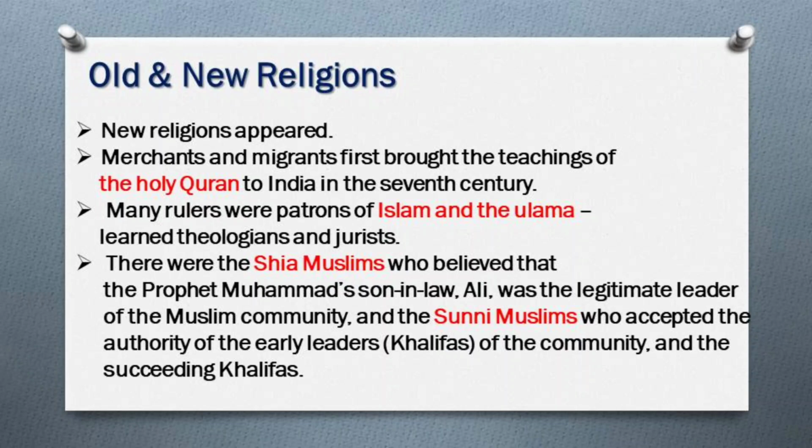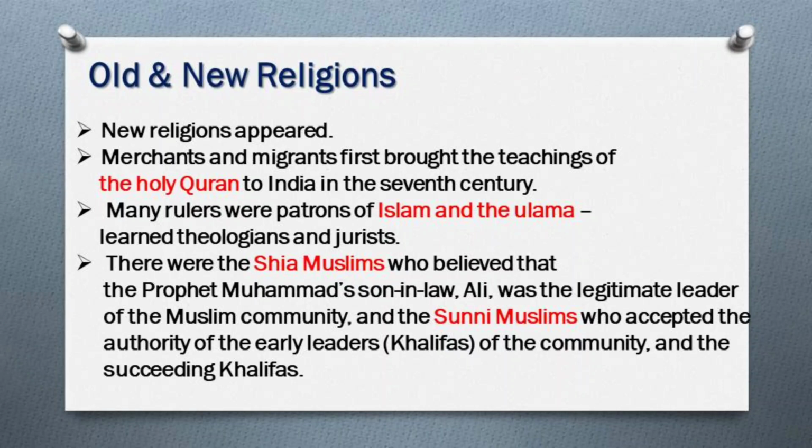Ulama means learned theologians and jurists. So many rulers at that time were followers. Patrons means followers. Many rulers were followers of the Islam religion and the ulamas. And listen, there is division in Hinduism. Like that, there was division in the Islam religion also. Those divisions are Shia Muslims and Sunni Muslims.